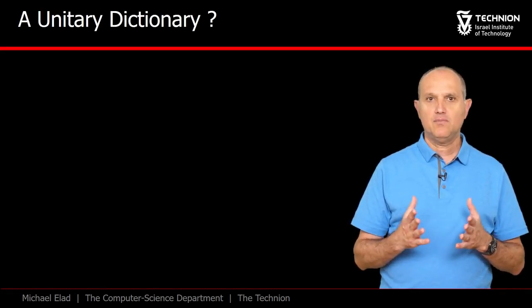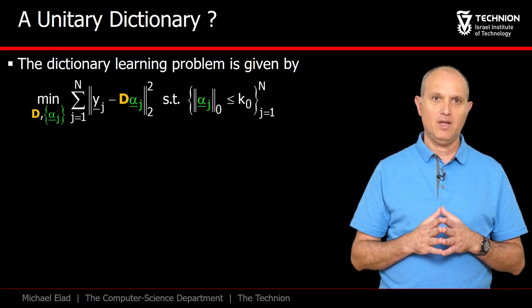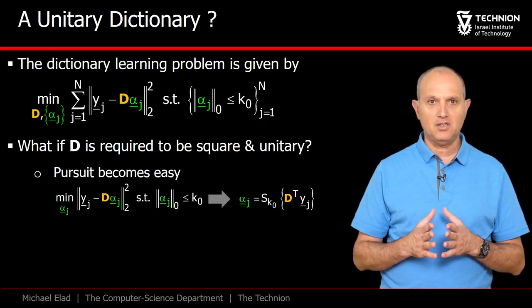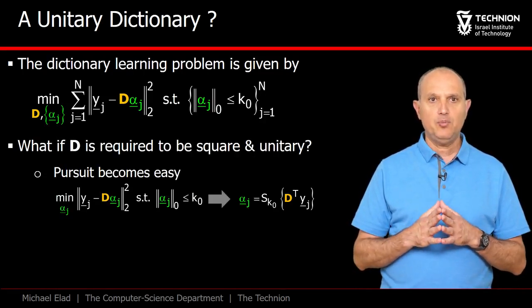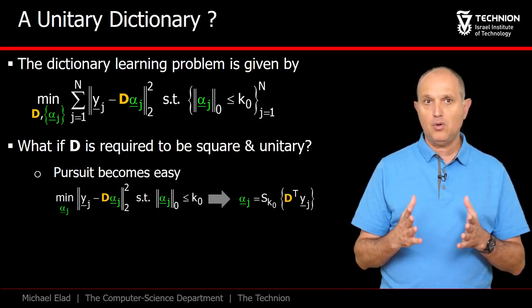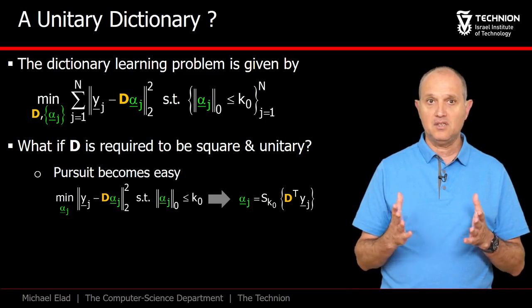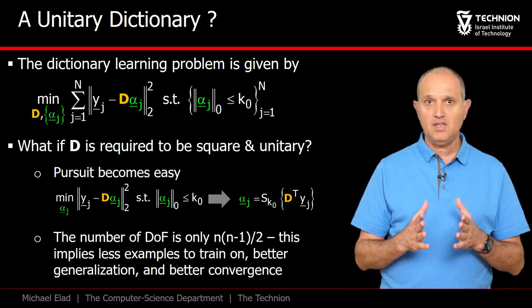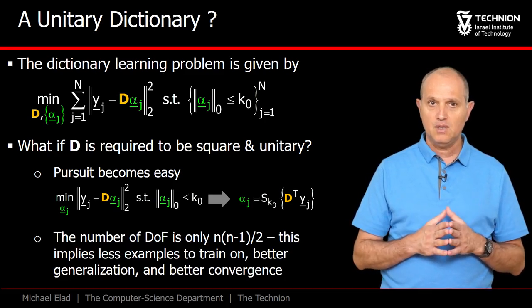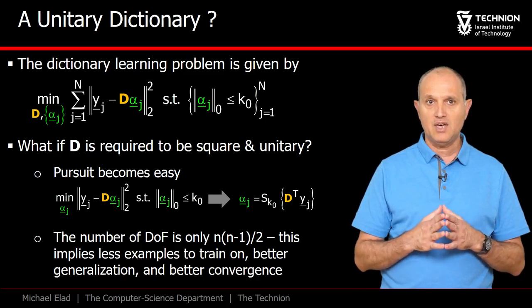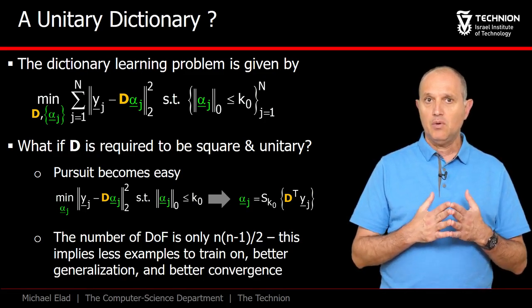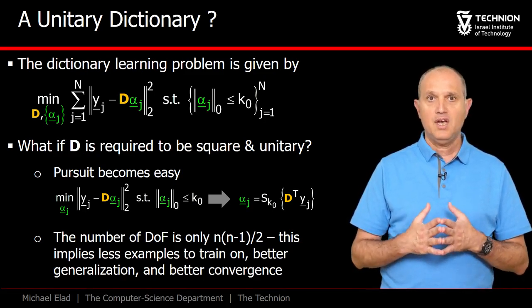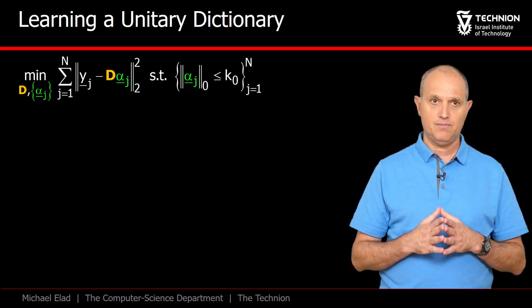Why would we want the dictionary D to be unitary? Well, here is the general dictionary learning task, and if we require D to be of this form, then pursuit becomes very easy, as the thresholding algorithm becomes ideal in this case. Another benefit has to do with the number of degrees of freedom. A square and unitary matrix of size n by n is fully defined by half of n squared numbers. This means again that we could train on fewer examples and expect a generally better behavior.